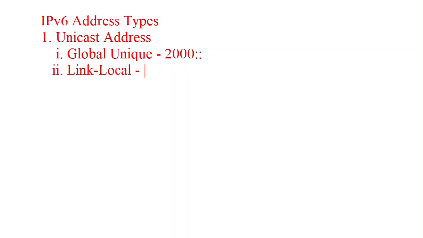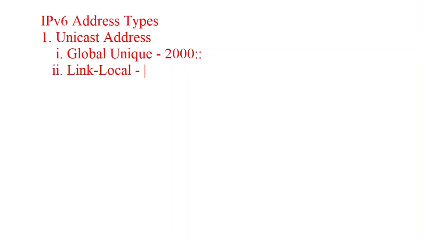Then we have link local. Link local normally is the address that is used when that particular device has not been assigned a particular IP address. For example, in IPv4, if you use the ipconfig command on command prompt, if a device has not been assigned an IP address, it normally has a link local address, which is 169 then something. I can't remember the full address.